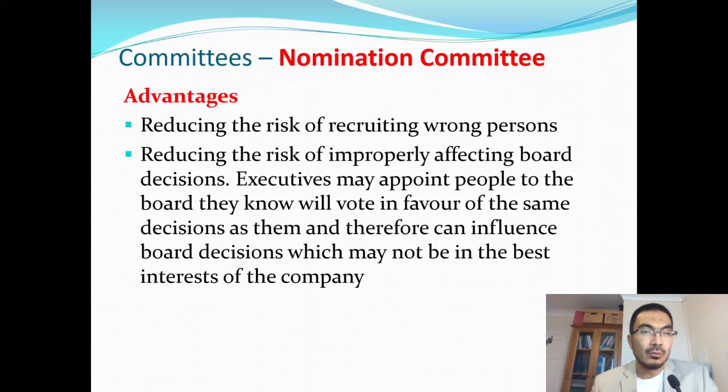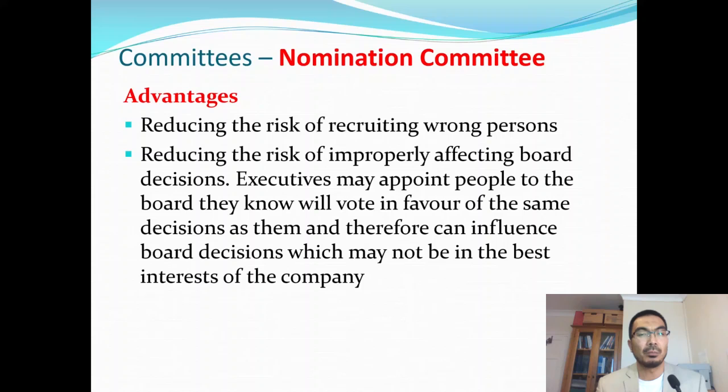The next one is a nomination committee. What's a nomination committee? A nomination committee will nominate people to appoint them to the board of directors or as non-executive directors. So what are the advantages? The advantages of having a nomination committee are that they reduce the risk of recruiting the wrong person, because they are like HR who are recruiting, and they nominate.